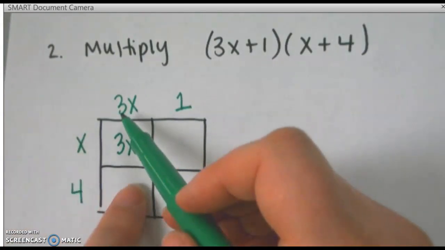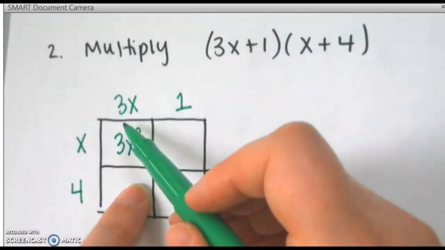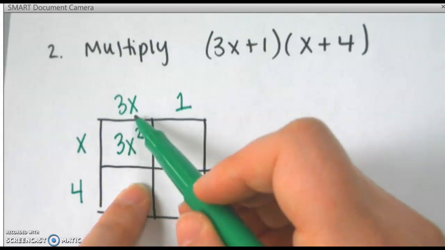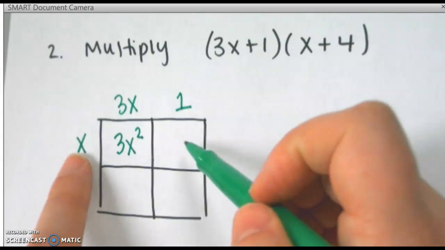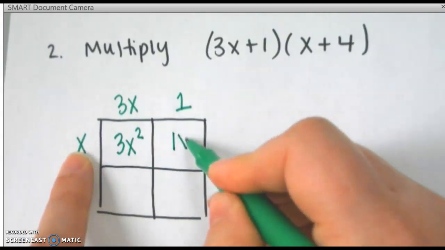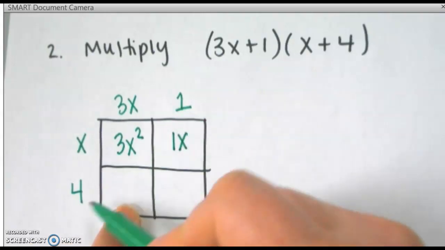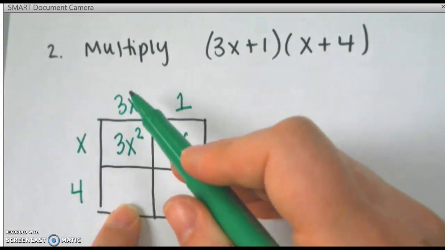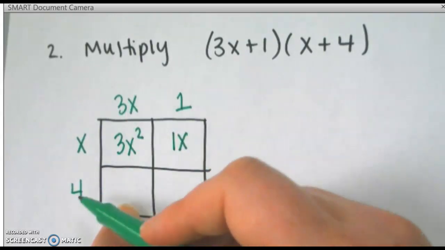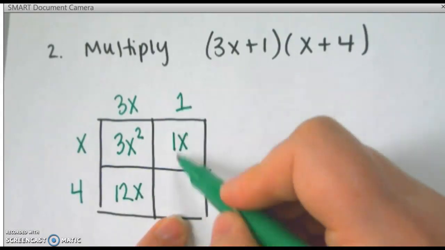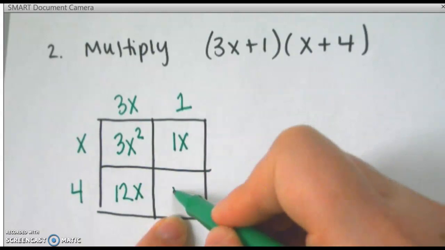So you have to multiply the way that you would normally multiply, except now instead of just multiplying by x, we have to multiply by 3x. So that's not going to affect this box. This box is just 1 times x. But this box, look out, look up, this is now 4 times 3x. So 4 times 3x is 12x. And 4 times 1 is 4.